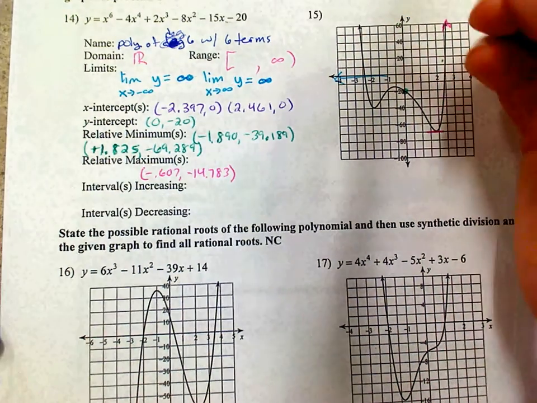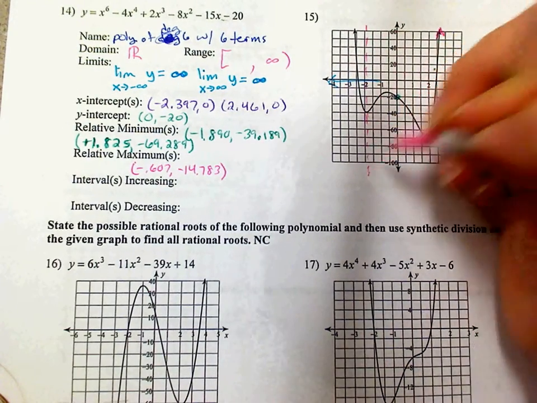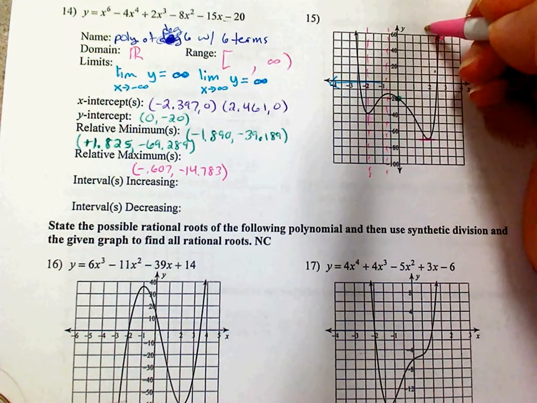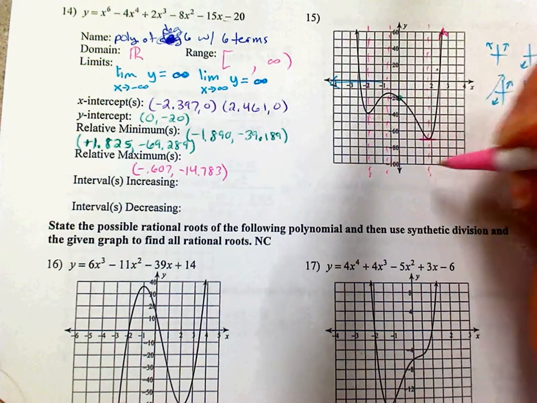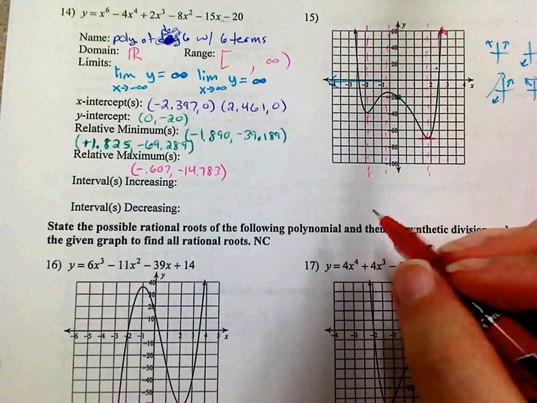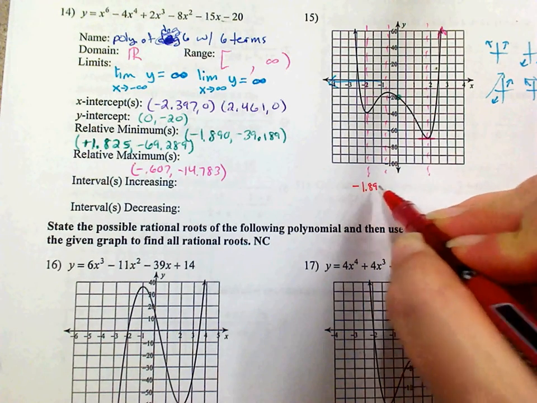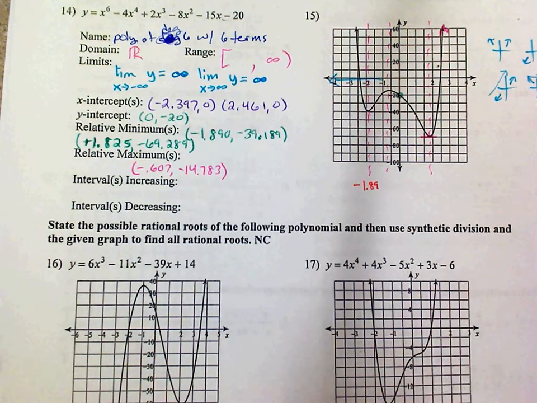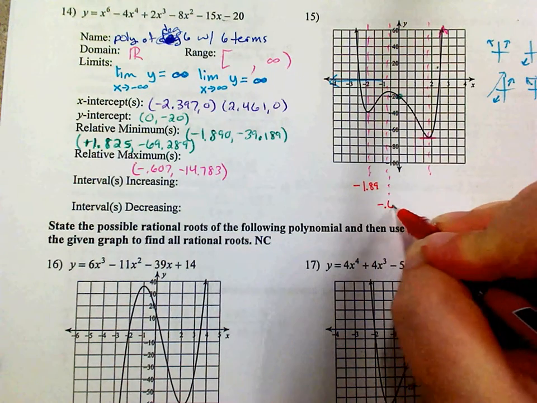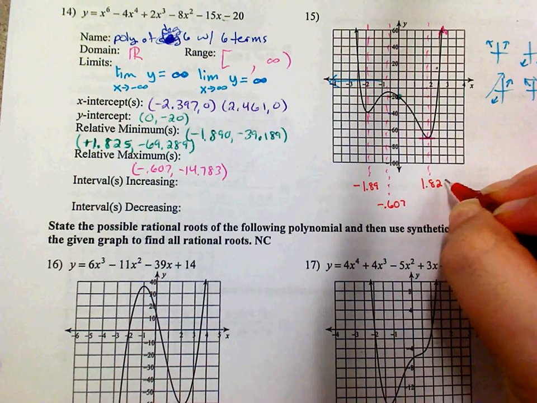So what I'd like you to do is draw dotted lines going through your min, your max, and your min. And then what would I like you to label at the bottom? The x values. So the x value of my first minimum is negative 1.89. What's the x value of my max? Negative 0.607. And the x value of the other minimum? 1.825.